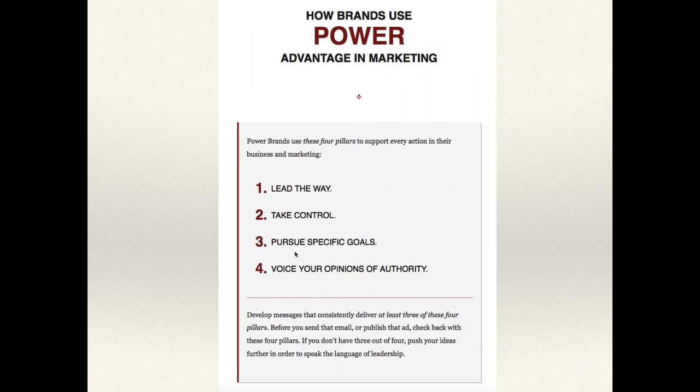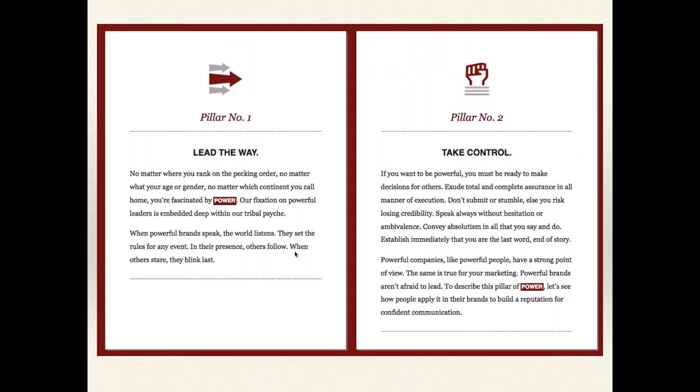Now, usually for every advantage, there are four marketing pillars. Now, the four marketing pillars more or less say that if your brand is power, these are your four marketing pillars. So, for example, in this case, if you're leading the way, then you must make sure that if you're fascinating by power, then when a powerful brand speaks, the world listens, they set the rules for any event.